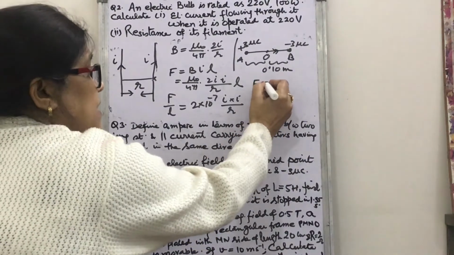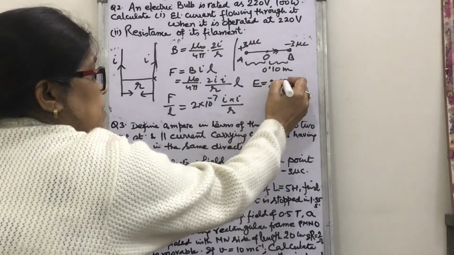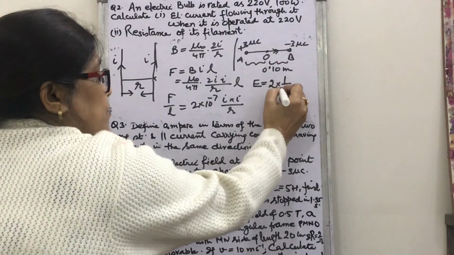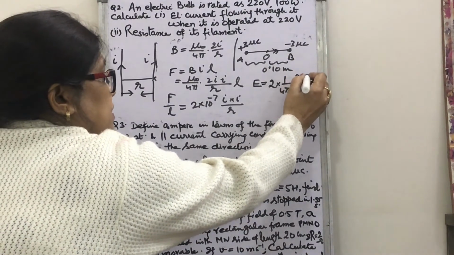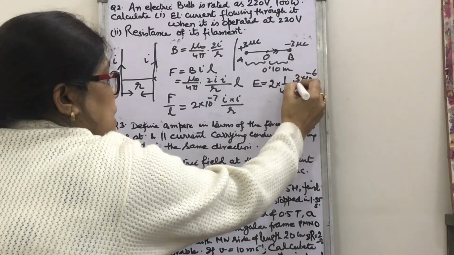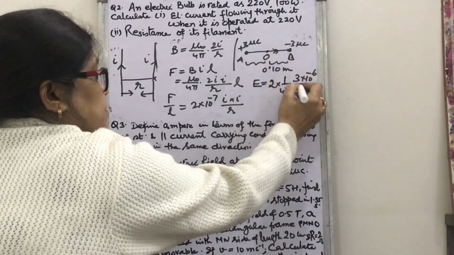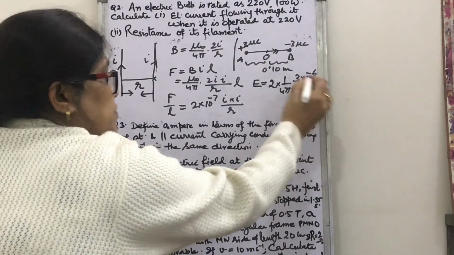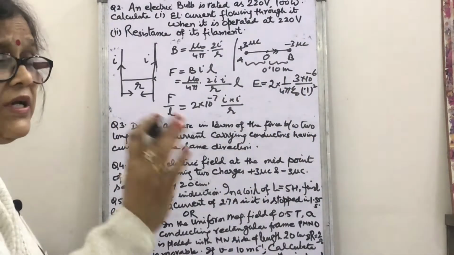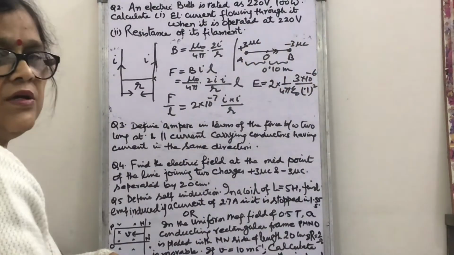What will you write here? This will be 2 into 1 upon 4 pi epsilon naught, into 3 into 10 to the power minus 6, upon r square, that is 0.1 whole square. In what direction? Towards B.